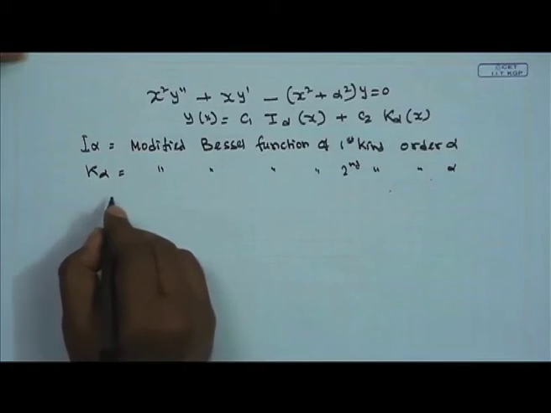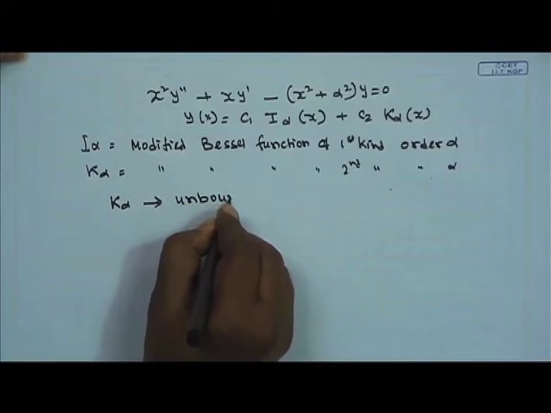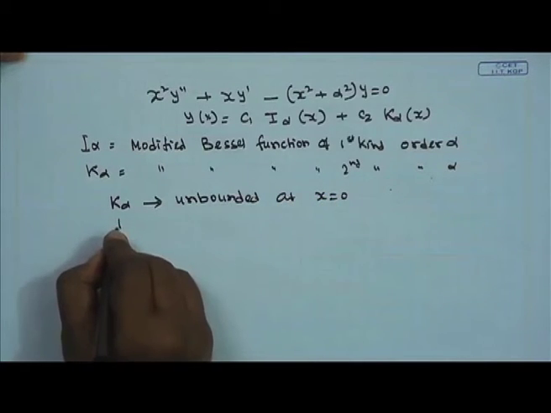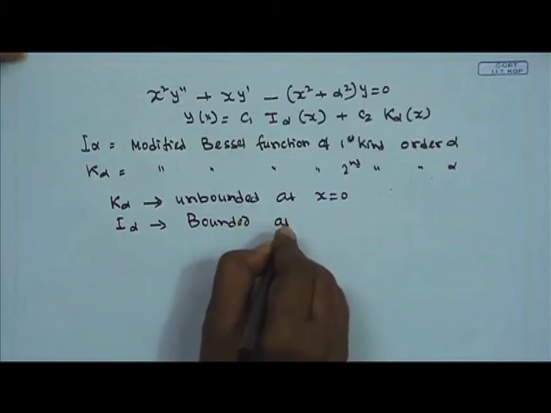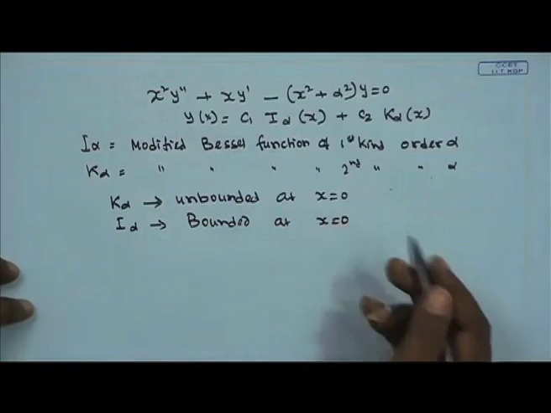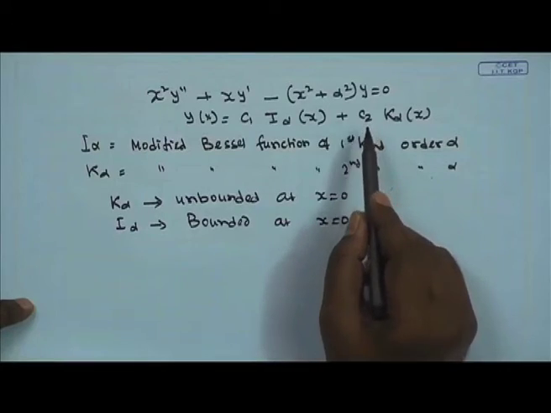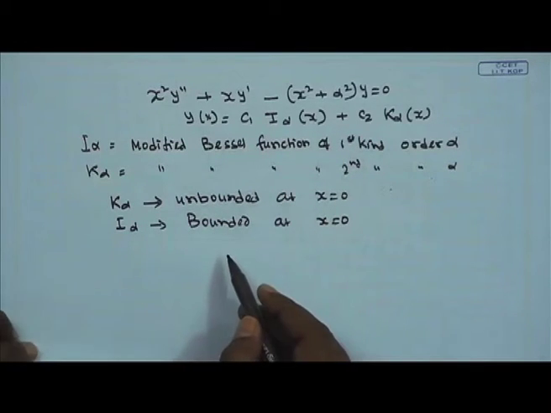The important property is that K alpha is unbounded at x equal to 0 and I alpha is bounded at x equal to 0. That means, for a domain x lying between 0 and 1, the corresponding constant of K alpha will vanish, and you will be getting the solution y(x) equal to C1 I alpha x, and I alpha again cuts the x axis n number of times corresponding to n roots or the eigenvalues of the system.